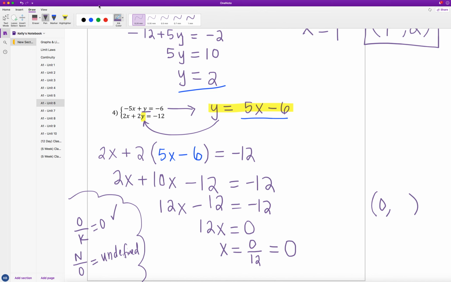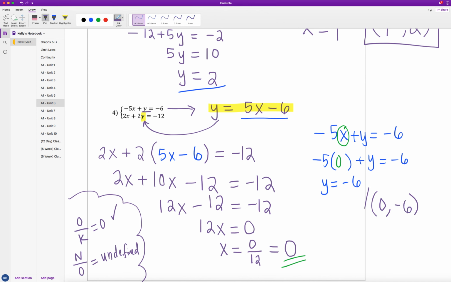I'll have to figure out what the y value is. To do that, I'm going to take x equals 0 and substitute it into the first equation. So our first equation said negative 5x plus y equals negative 6, and I'm going to substitute in 0 for our x. We will end up then with negative 5 times our 0 plus y equals negative 6. Well, 0 times negative 5 is just going to be 0, so I end up with y equals negative 6 then. That tells me that my final coordinate pair then is going to be 0, comma, negative 6.